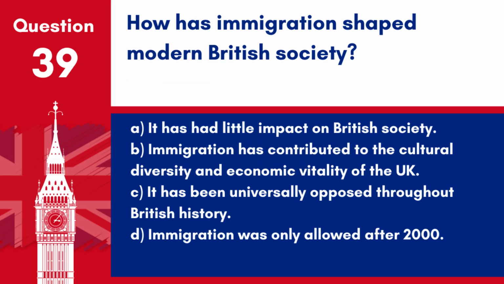Question 39. How has immigration shaped modern British society? A. It has had little impact on British society. B. Immigration has contributed to the cultural diversity and economic vitality of the UK. C. It has been universally opposed throughout British history. D. Immigration was only allowed after 2000.